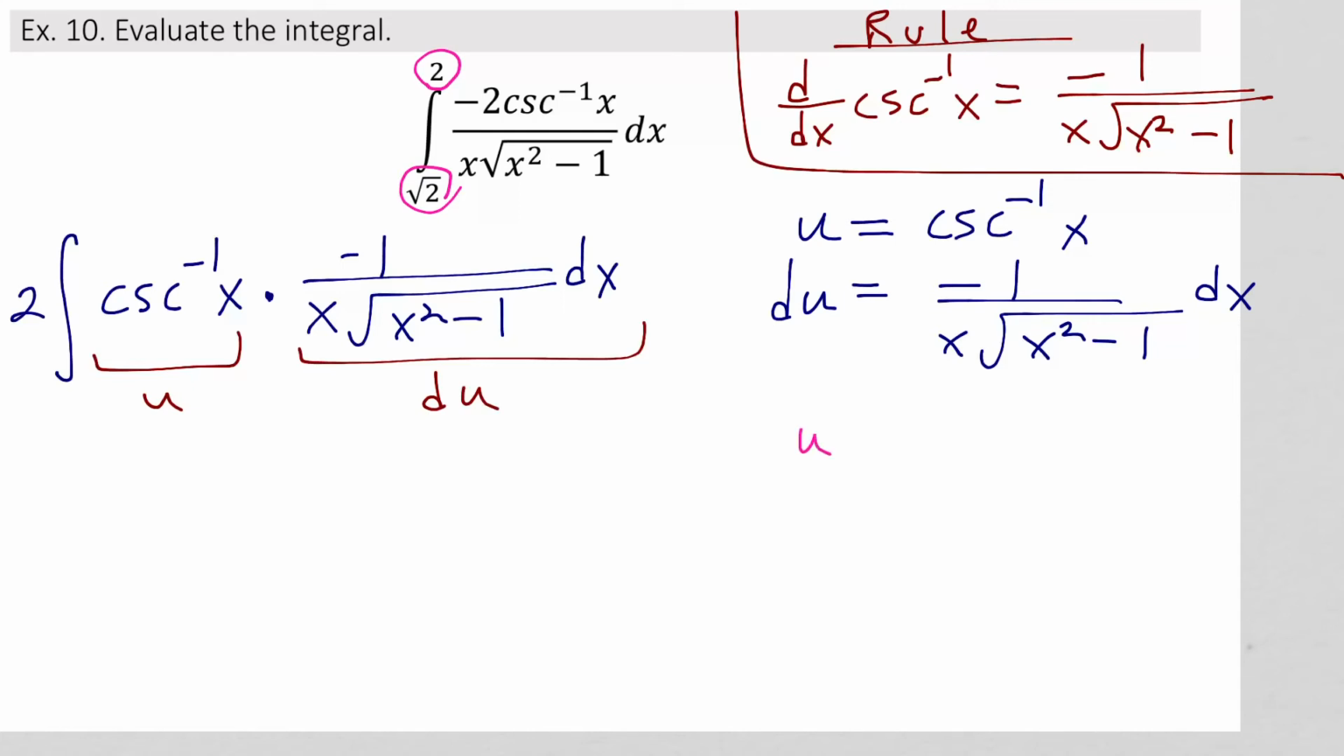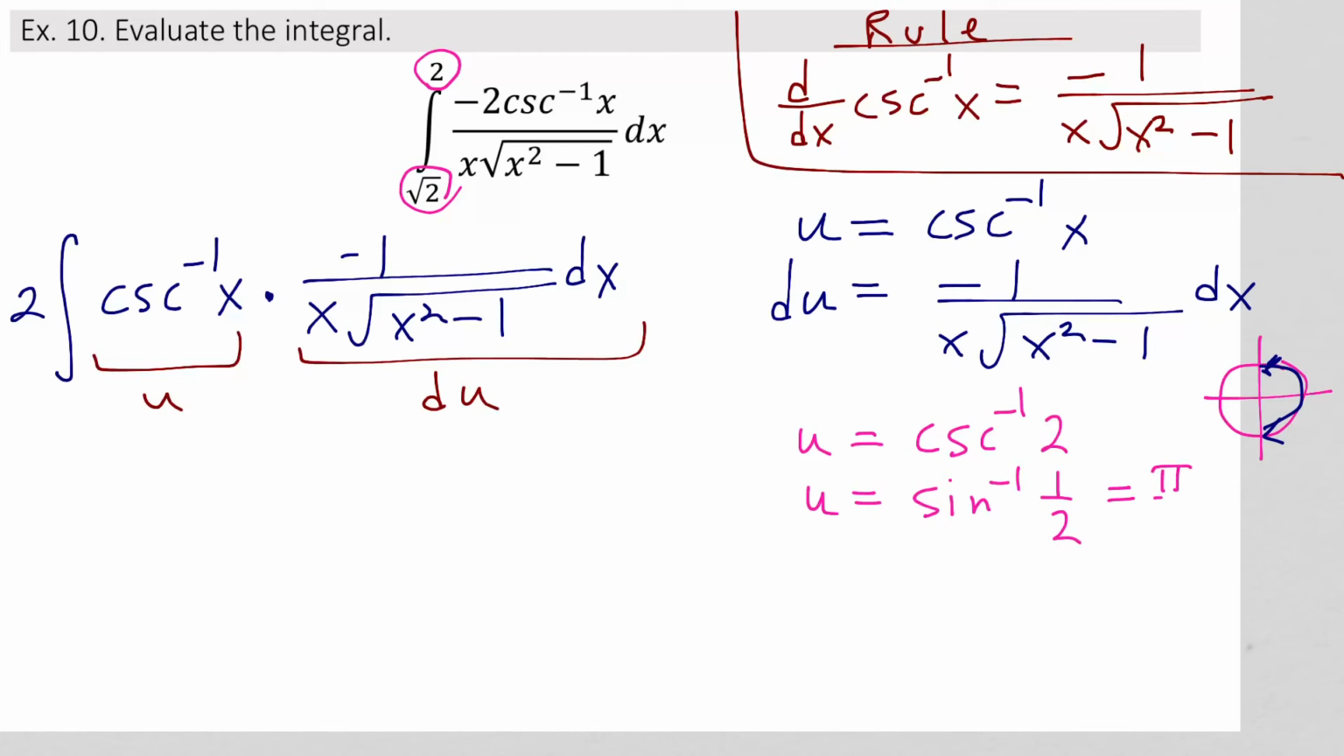So if x is 2, I'd have inverse cosecant of 2. So that's the angle whose inverse sine is the reciprocal of that, 1/2. And of course, I always have to remember my domain is restricted to this here region. So the angle whose sine is 1/2 there would be pi over 6. So my upper limit here in terms of u is going to have to be pi over 6.